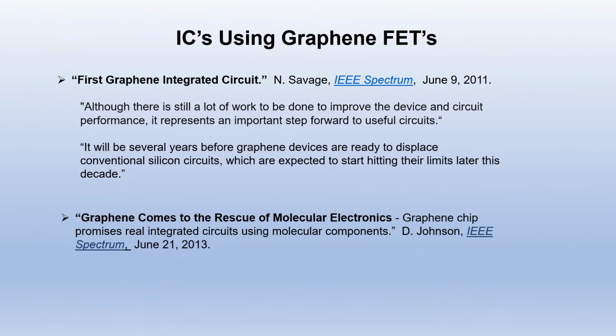It didn't take long to go from transistors to ICs, and the same is true in the modern world. The first graphene integrated circuit was announced just over a decade ago, and although there's still a lot of work to be done to improve the device and circuit performance, it represents an important step toward useful circuits. It will be several years before graphene devices are ready to displace conventional silicon circuits, which are expected to start hitting their limits later this decade. Well, there's a prediction. Of course, Moore's law continues to be extended, but we need to find the next generation.